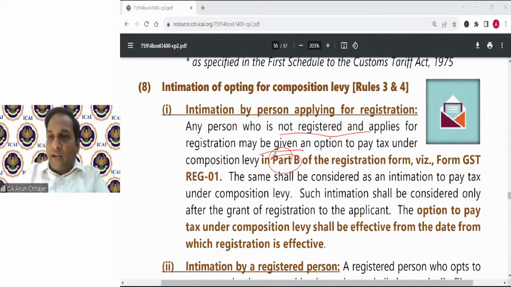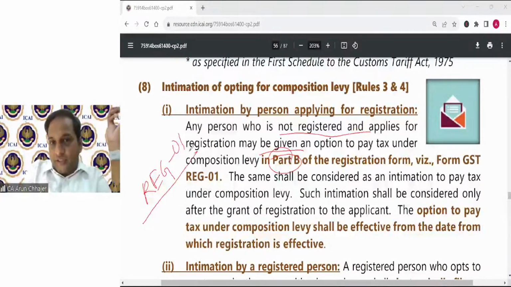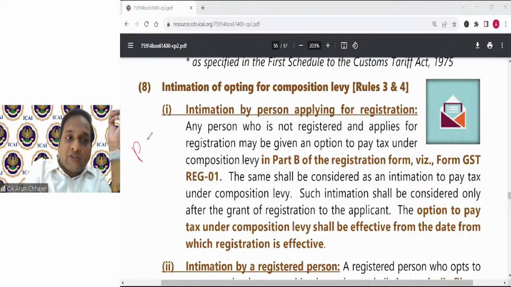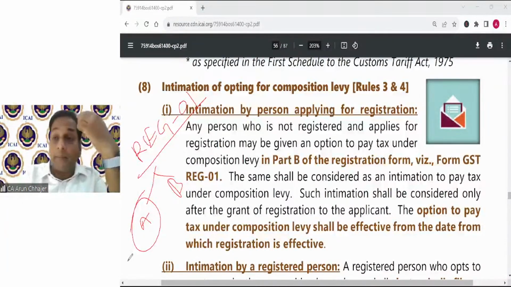So what is part B of REG-01? If I would like to apply for the registration, then I have to furnish REG-01, the application for registration. REG-01 has two parts, part A and part B. What is part A? Name, PAN number. Earlier we were giving the email ID and mobile number. Now they are fetching it from the income tax database.